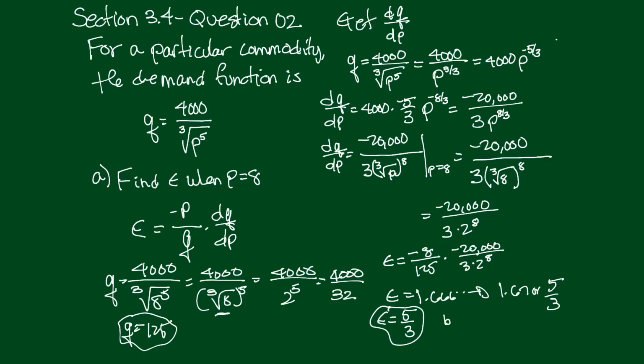And then for part B, way down here in the corner, here's what we know: if the elasticity is greater than 1, so what we have is elasticity is greater than 1, this is said to be elastic. So demand is elastic. And what that means is that the revenue will fall as the price increases, and it will rise as the price decreases.